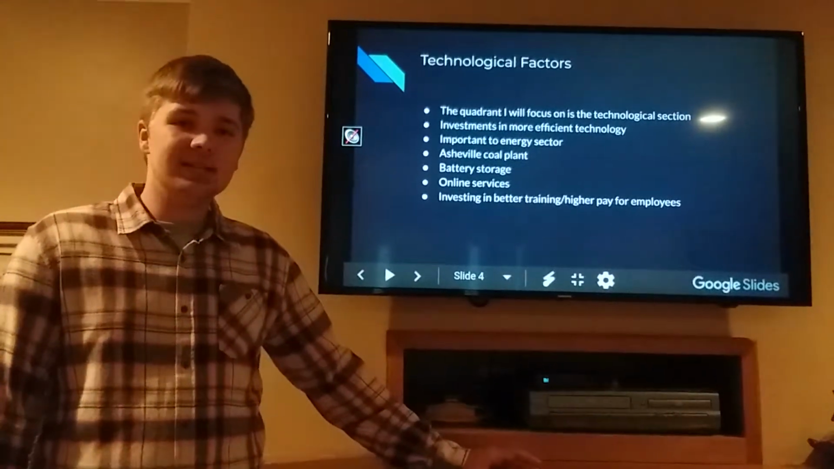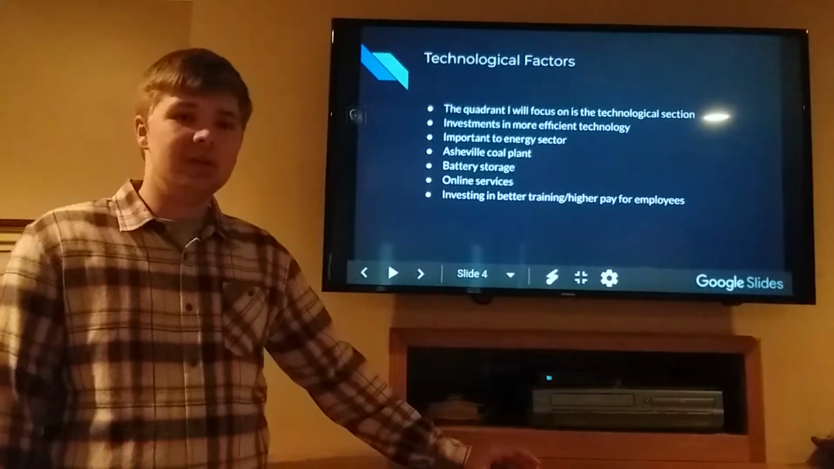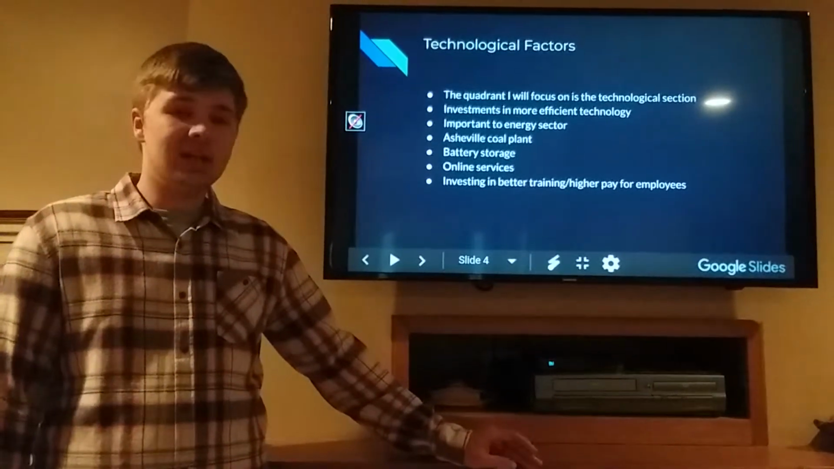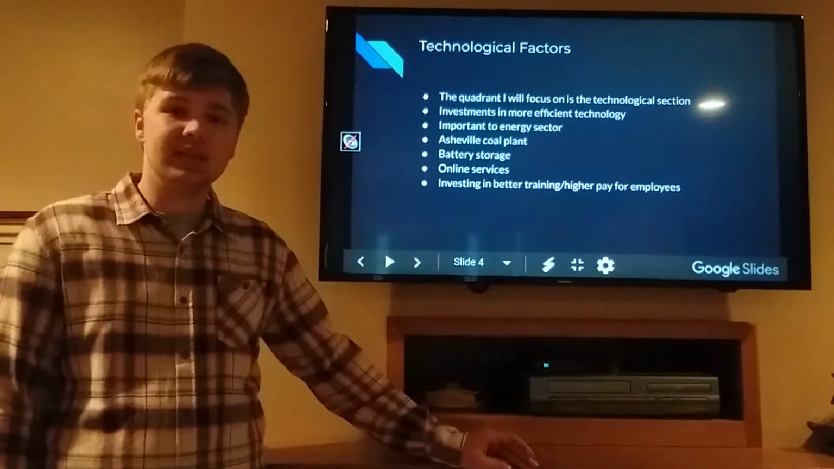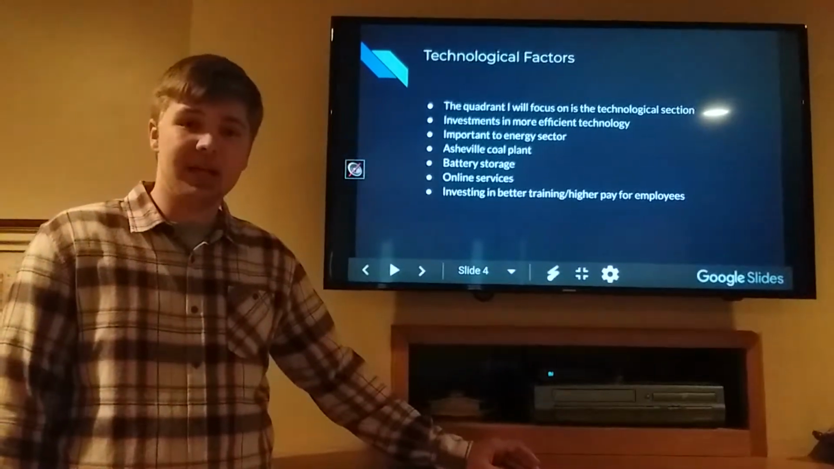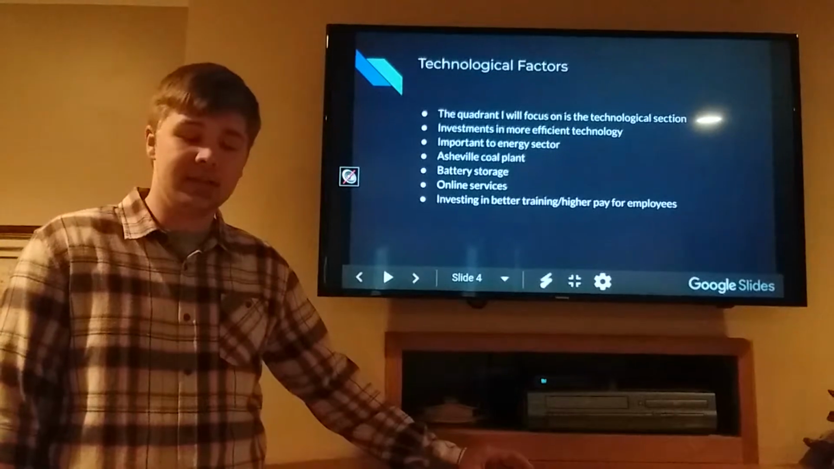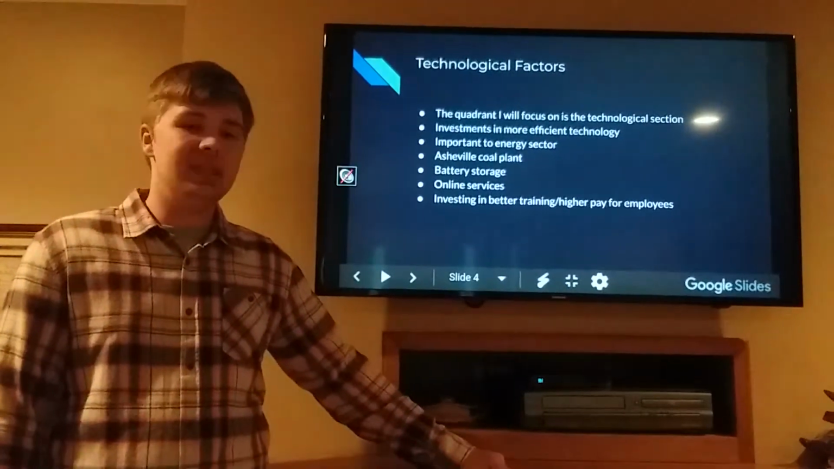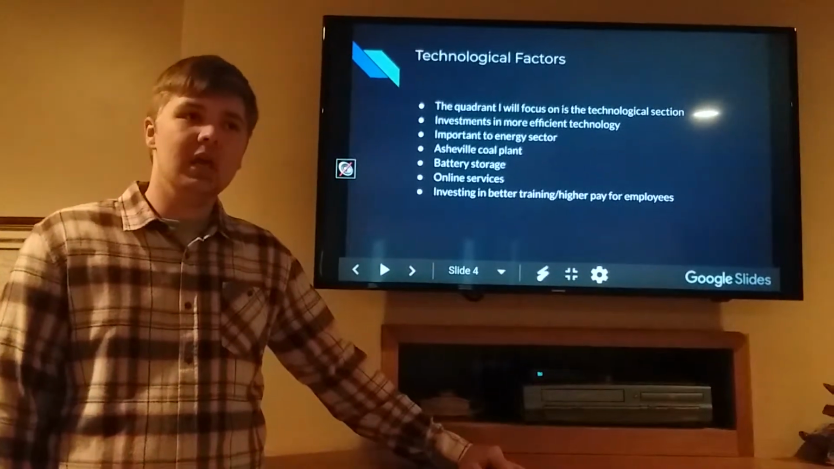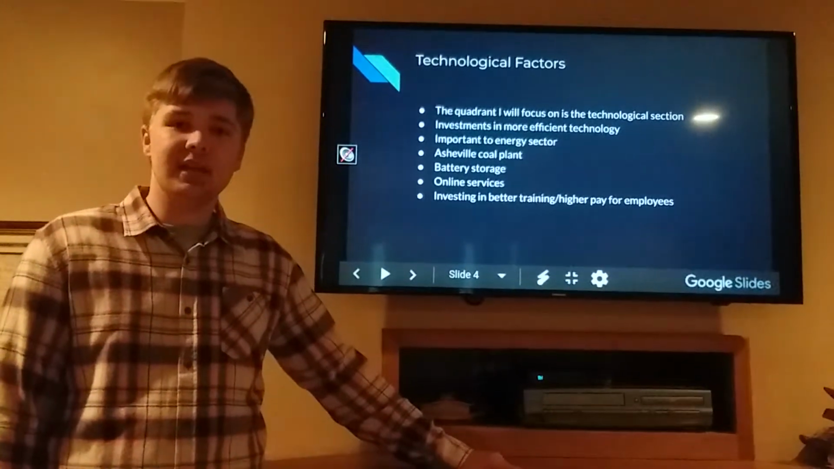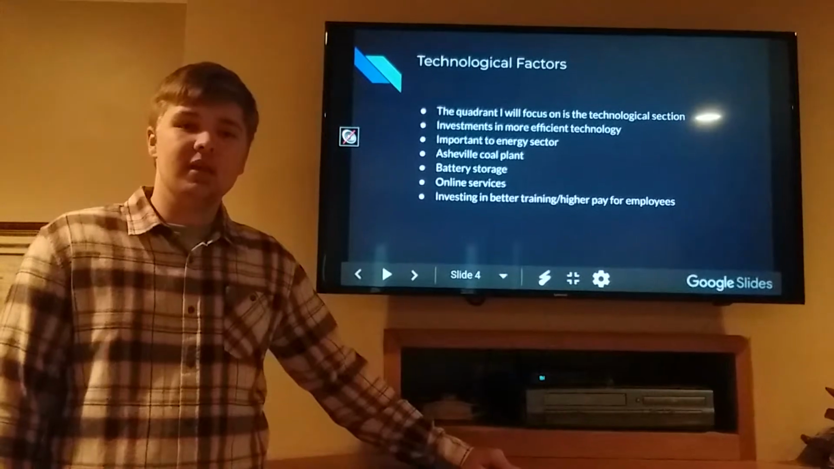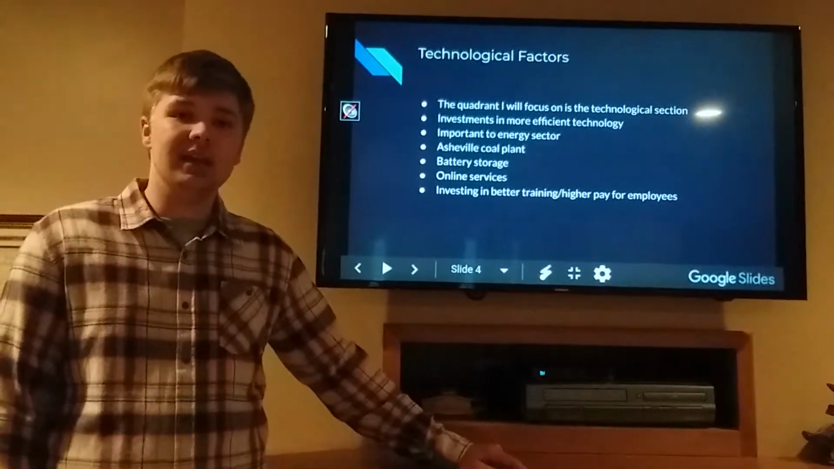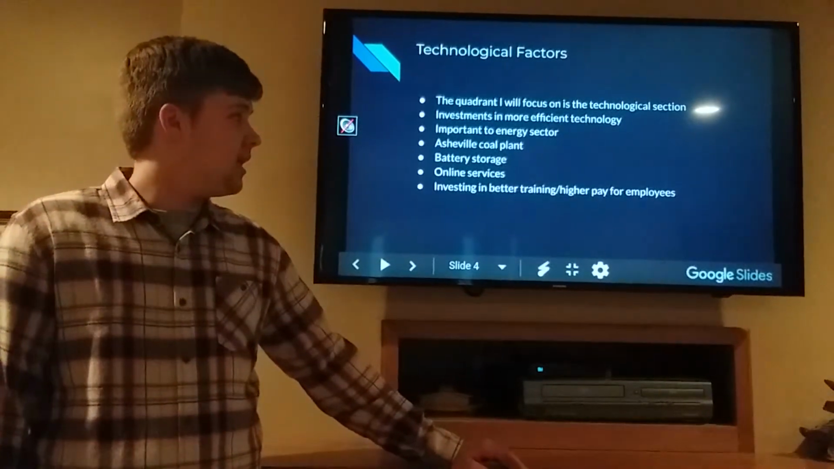Some ways that technology could be bolstered in Duke Energy would be to invest in new technology. This is always important to the energy sector because it is so competitive and regulated by utilities, like the North Carolina Utilities Commission. An example of this would be the Asheville coal plant, which was recently decommissioned and is currently in a phase to be transitioned to a natural gas plant to cut down on emissions and increase overall efficiency.